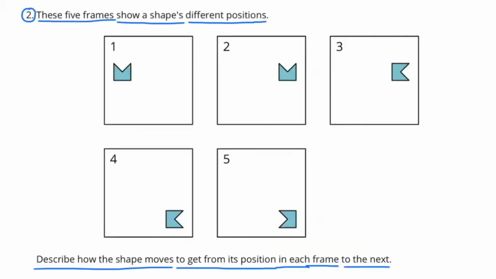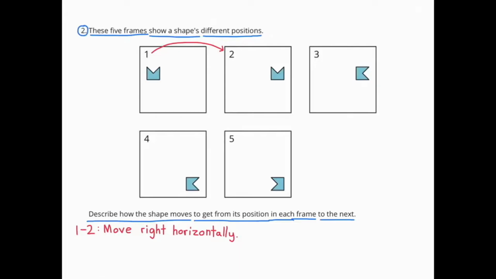Number 2. These 5 frames show a shape's different positions. Describe how the shape moves to get from its position in each frame to the next. From frame 1 to frame 2, the shape moves to the right horizontally.